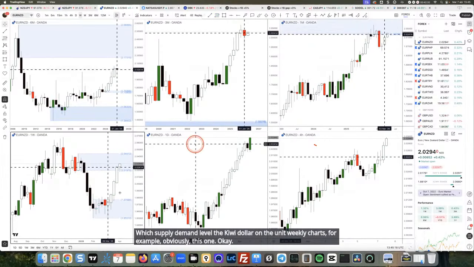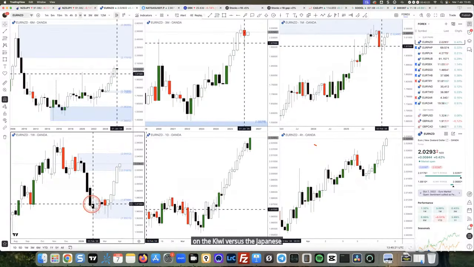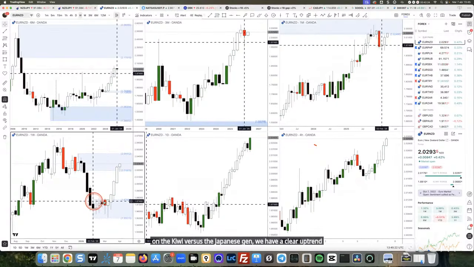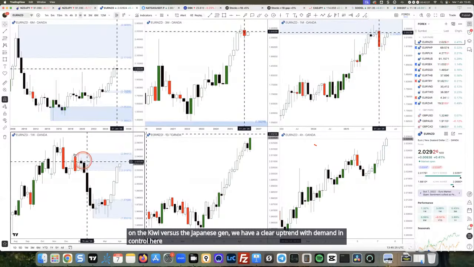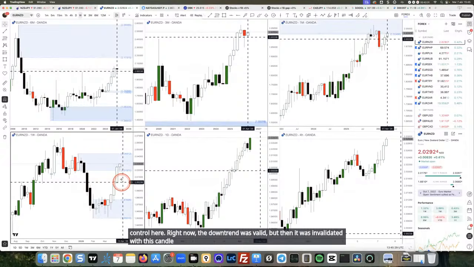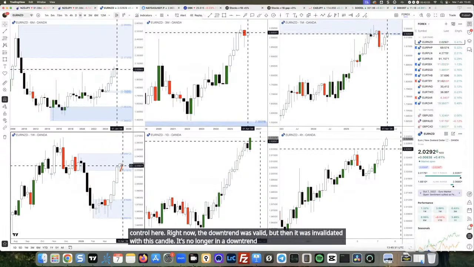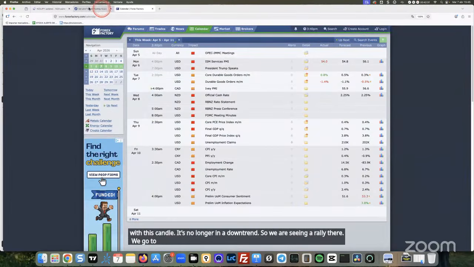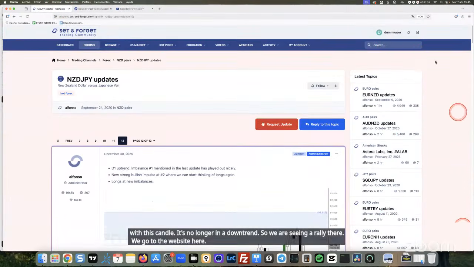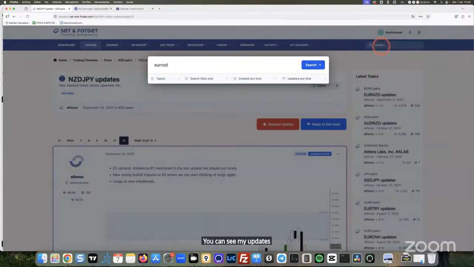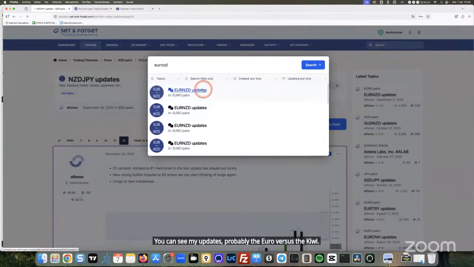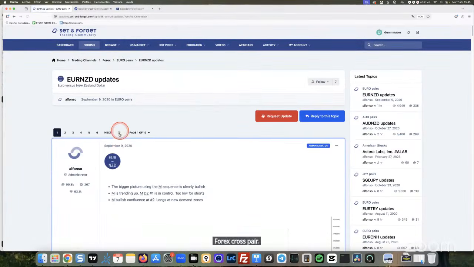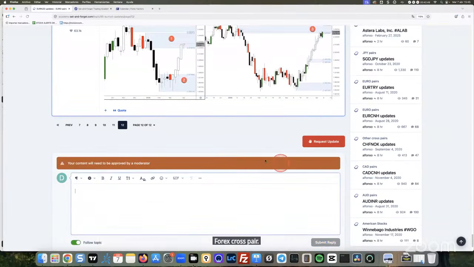On the Kiwi versus the Japanese yen, we have a clear uptrend with demand in control. Here, right now, the downtrend was valid, but then it was invalidated with this candle. It's no longer in a downtrend, so we are seeing a rally there. If we go to the website here, you can see my updates, probably the Euro versus the Kiwi Forex cross pair, the last.